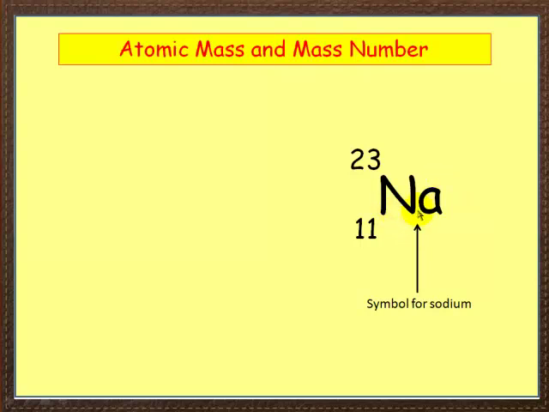This is the symbol first of all. Now this is the symbol for sodium. It's a bit odd, isn't it? You thought it might be SO or something. No, this is Na. The symbol for sodium is Na. Now there are always two numbers attached to these. There's a big one, like this one, 23 here, and 11 here.